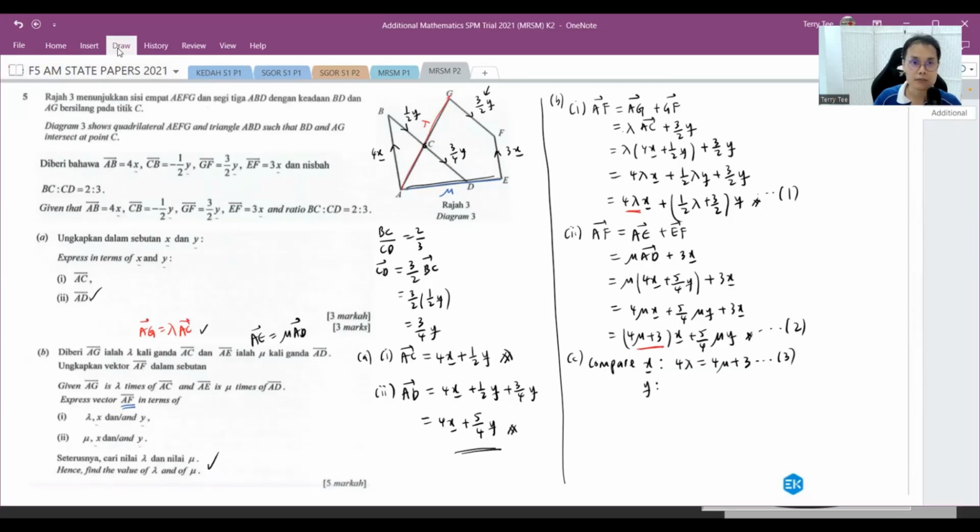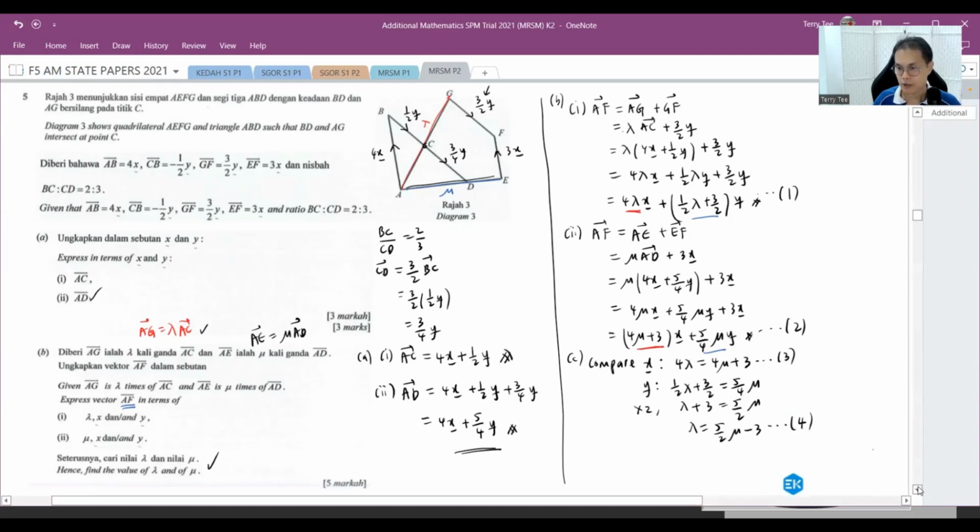Now the number in front of your y is this and this. So basically, I just have to write down half lambda plus 3/2 is 5/4 mu. Now I don't like the fraction, so maybe I just times with 2. All right, I will get lambda plus 3 equals 5/2 mu. Maybe we make lambda the subject: lambda equals 5/2 mu minus 3. Equation number 4.